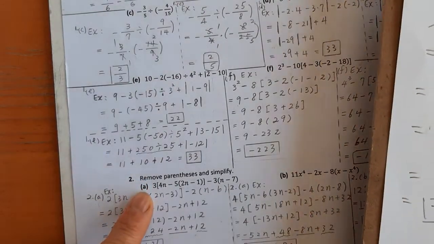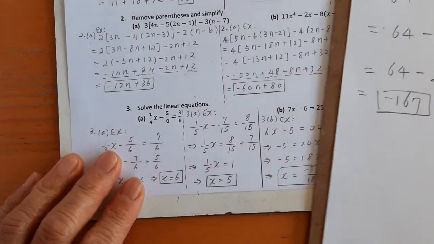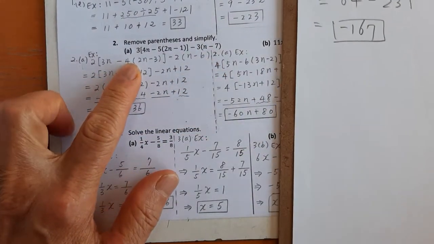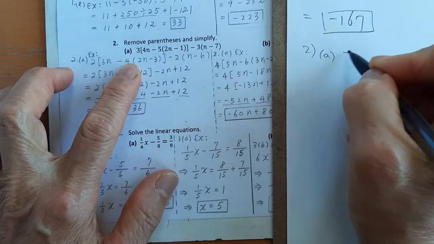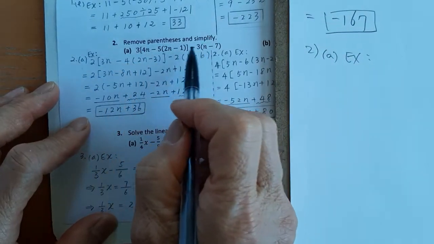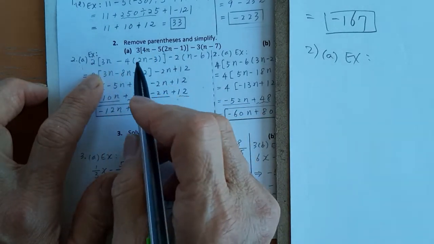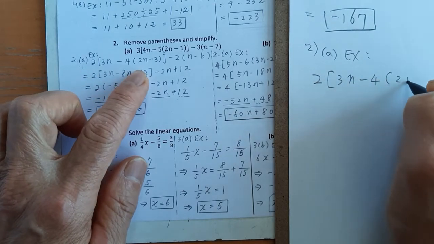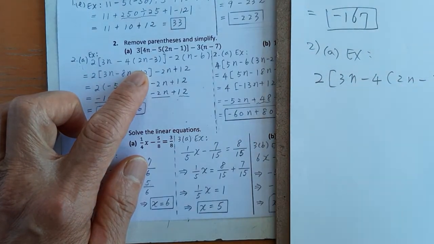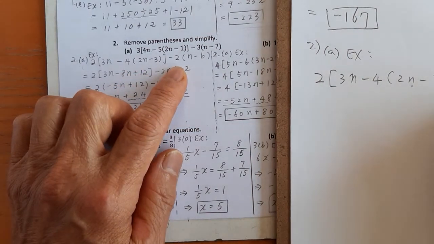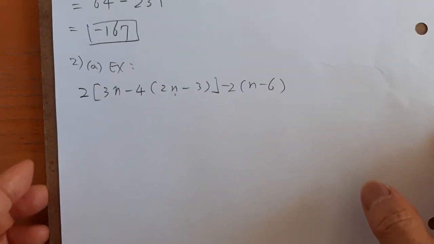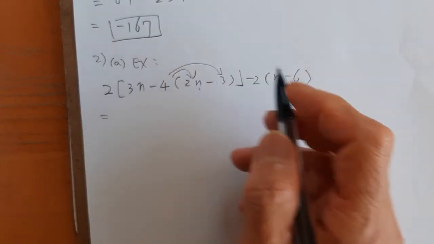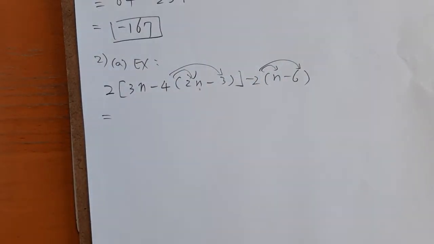The next question, question 2. Remove the parentheses and simplify it. So 2A example. Now this one is your homework question. Example is here. It's 2(3n minus 4(2n minus 3)) minus (2n minus 6). So equal to... First of all, you have to use distributive property to remove the parentheses first.